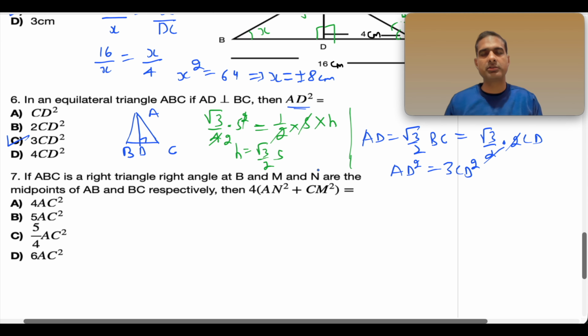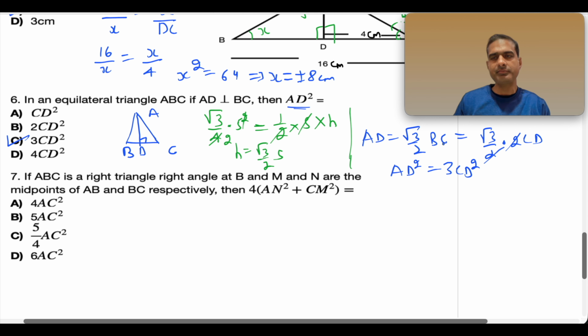So this was a simple question based on the concept of equilateral triangle. An equilateral triangle ABC was given and a perpendicular was dropped from one of the vertices to the opposite side. It was asked what is the value of the square of that perpendicular. First of all, that perpendicular was the height of the equilateral triangle, and we know the height of an equilateral triangle, that is AD, will be root 3 by 2 times its side, and we took the side BC because options were given in the form of CD and CD was part of BC. So AD is root 3 by 2 times BC.